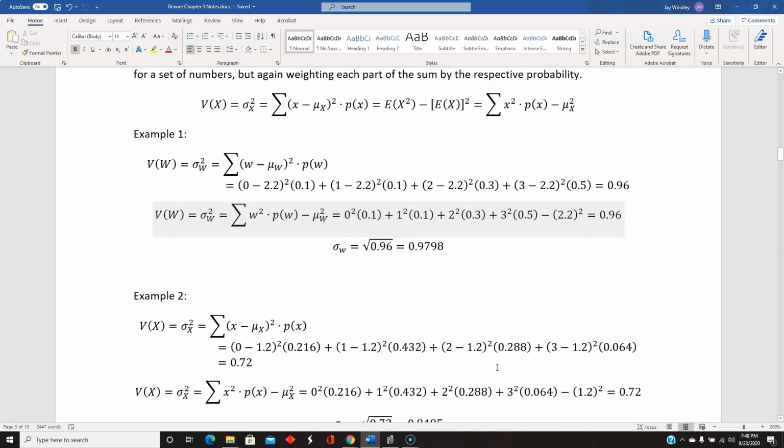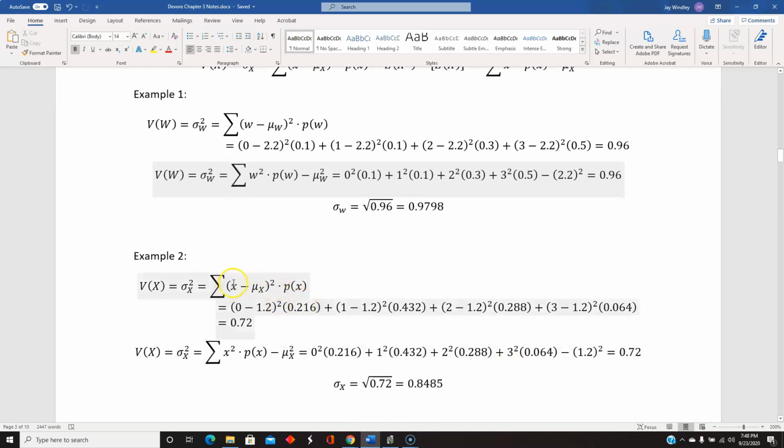If we go through that with the second example, each value of x minus the mean squared times its probability. So remember, on the second example, our mean was 1.2. So I'm doing 0, 1, 2, and 3. Those are the values of my random variable. And each of those minus the mean of 1.2. And each of those differences squared. And then each of those differences times the probability of that particular value of the random variable. So 0 minus the mean squared times the probability of a 0. Plus 1 minus the mean squared times the probability of a 1, and so on. That whole calculation will come out to be 0.72.